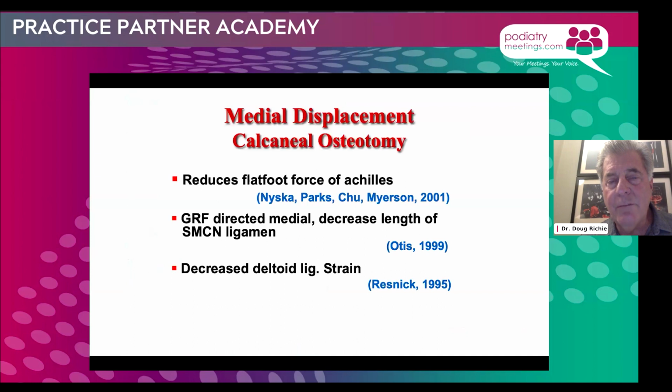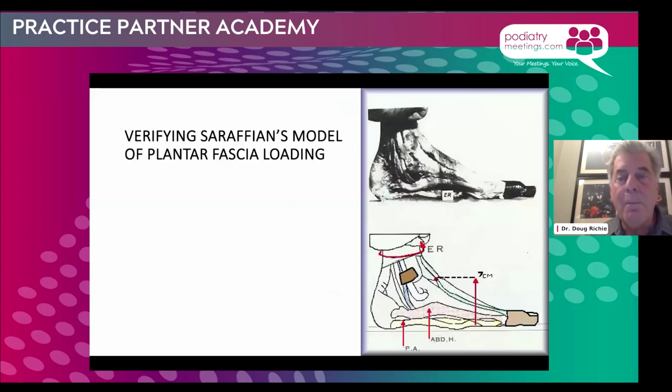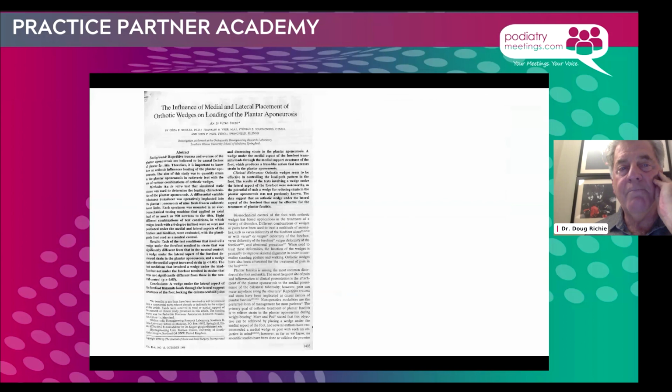And numerous studies have been carried out to show that it decreases ligamentous strain, particularly that in the spring ligament. So it really indicates that it's twisting the foot plate in a favorable way, because pronating the forefoot on the rear foot decreases load on the spring ligament. Now, Serafian showed this visual presentation of how you can decrease strain on the plantar aponeurosis by twisting the foot plate. So a study was done by Kogler almost 20 years ago that actually verified Serafian's own observations.